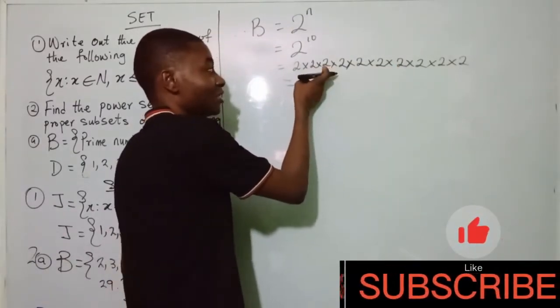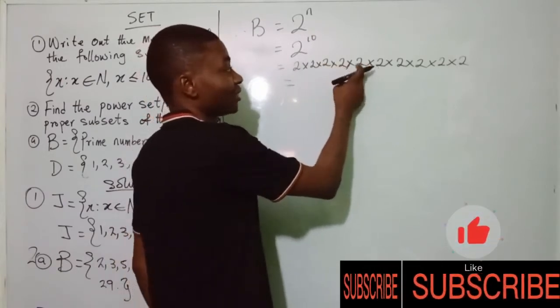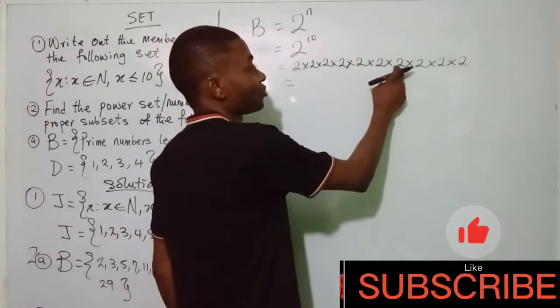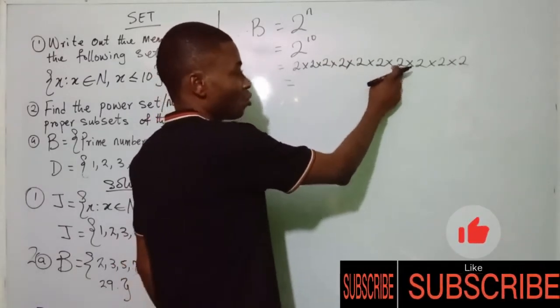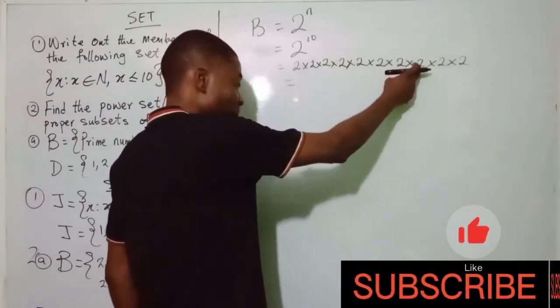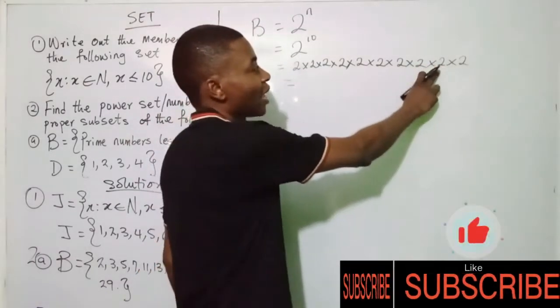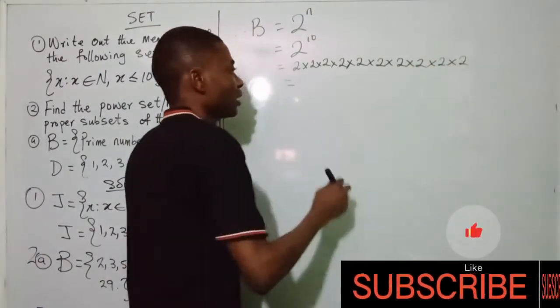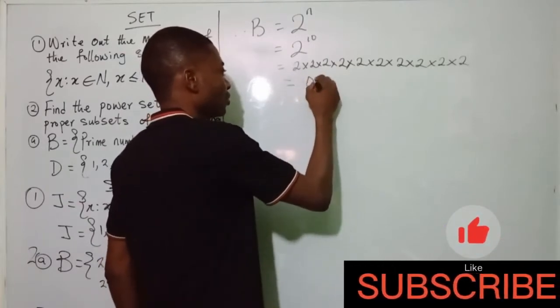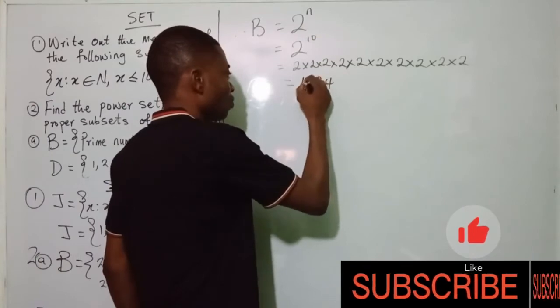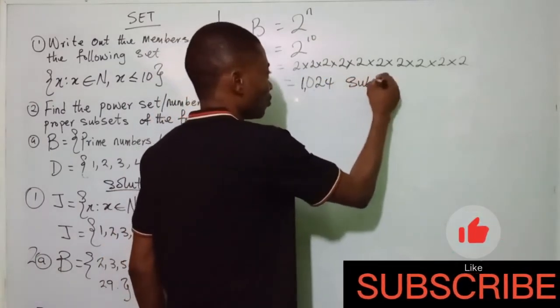4. This is 8. 16. 32. 32 times 2 is 64. 64 times 2 is what? 128. 128 times 2 is what? 256. 256 times 2 is 512. And 512 times 2, that gives us what? 1024.